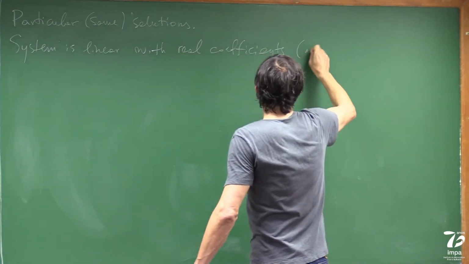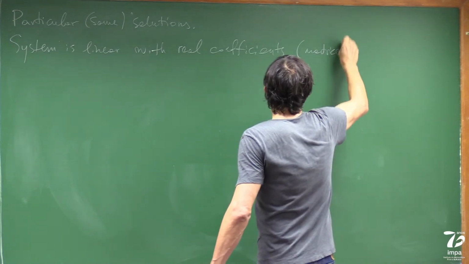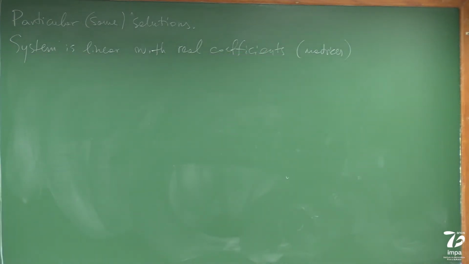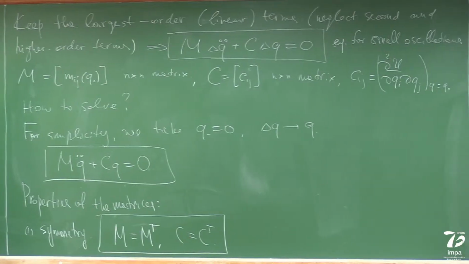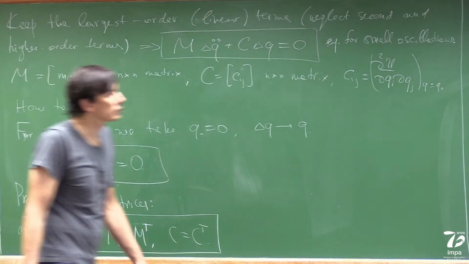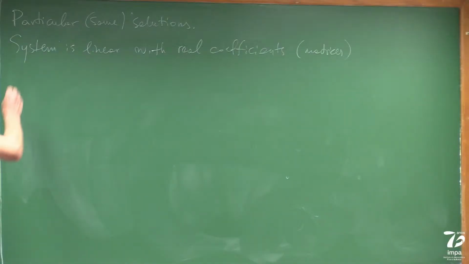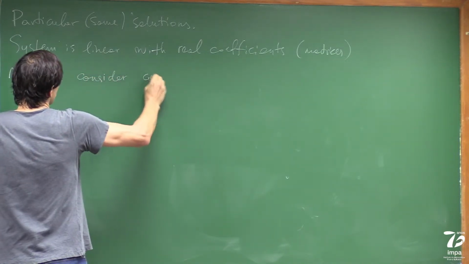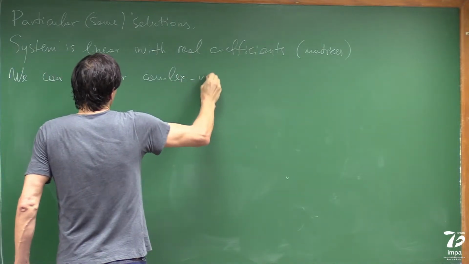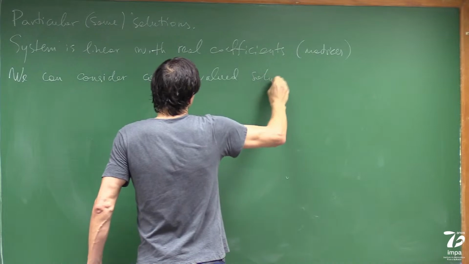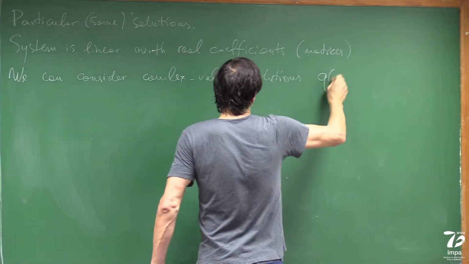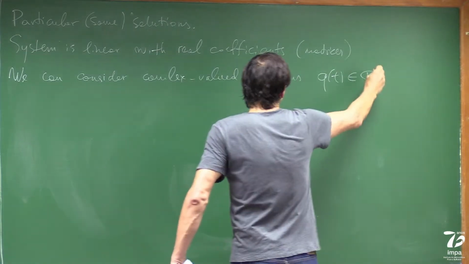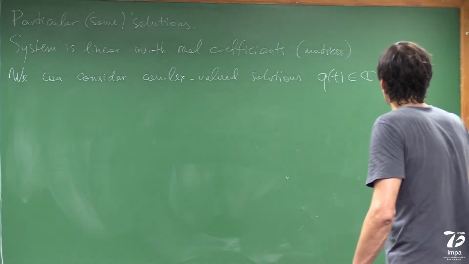Or real matrices. So matrix M and C is real, and it's linear with respect to Q. So in principle, you can try to find not only real solutions but complex solutions. So we can consider complex valued solutions. Values will be complex in complex Cn space instead of Rn.